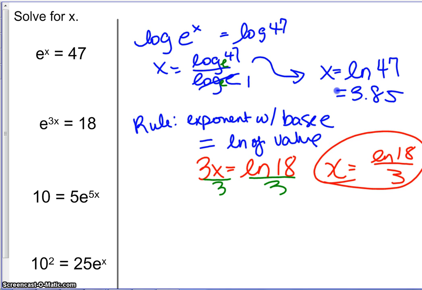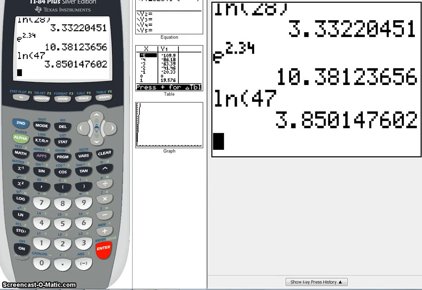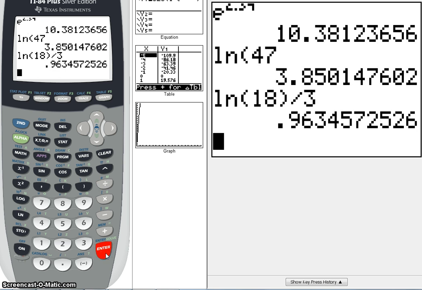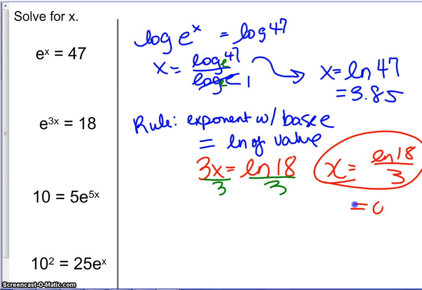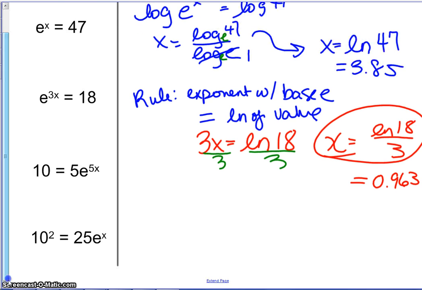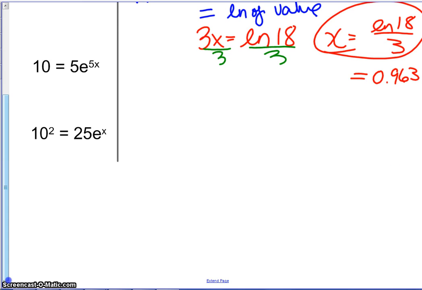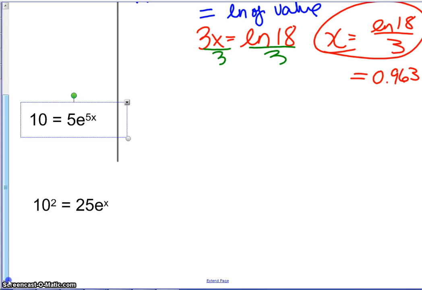Now in a technicality, you could say, hey, I'm right, that's exactly the right answer. You could also find an estimated answer by saying, what is the natural log of 18 divided by 3? And say, well, the estimated answer is 0.963. So I'm going to be okay if you say it's 0.963, or if you leave it as natural log of 18 divided by 3. Both of them are really good answers. Both of them show the right answer. One of them is exact, one of them is an estimate. All right, let's look at the next one.